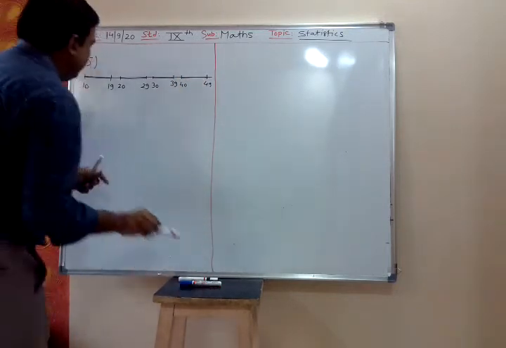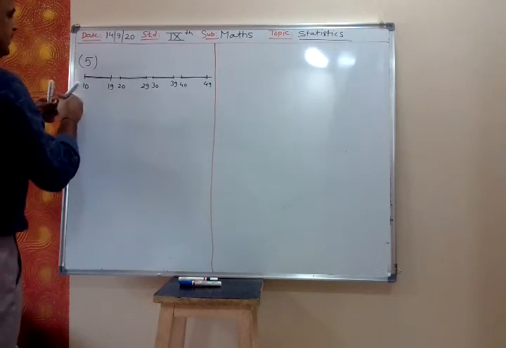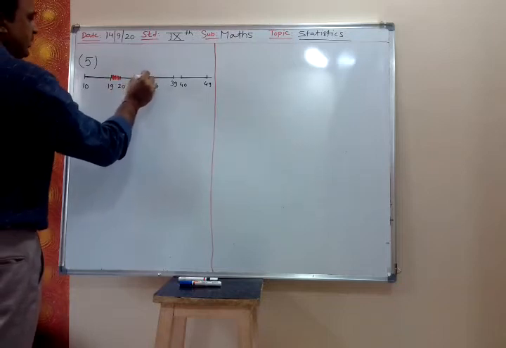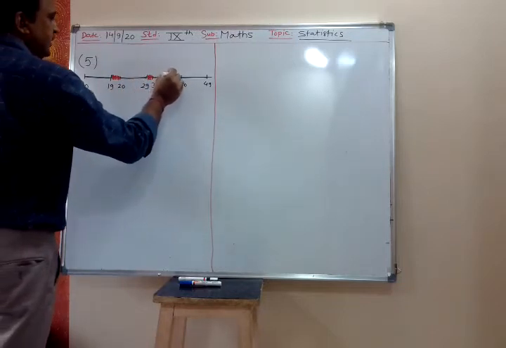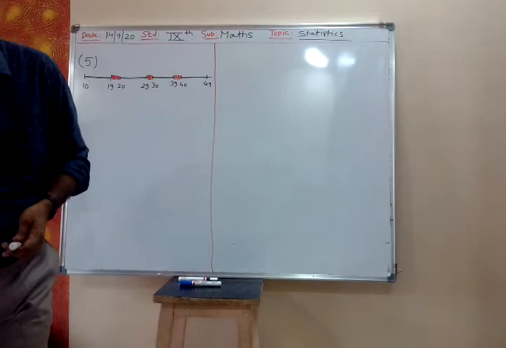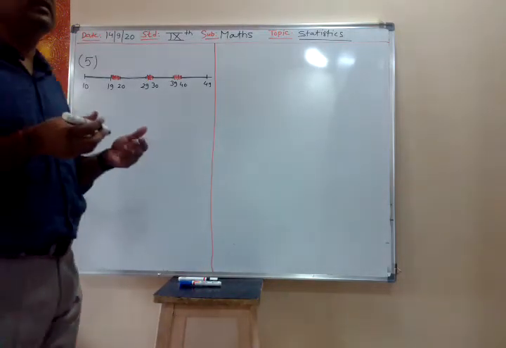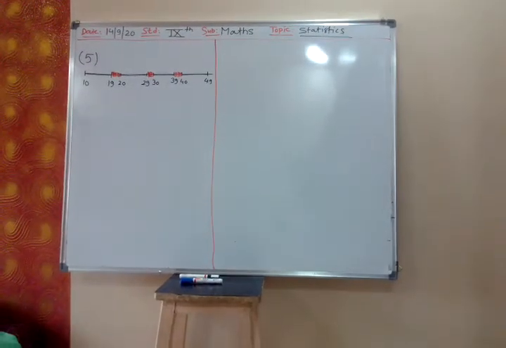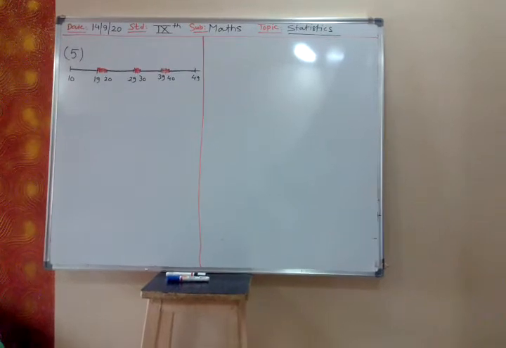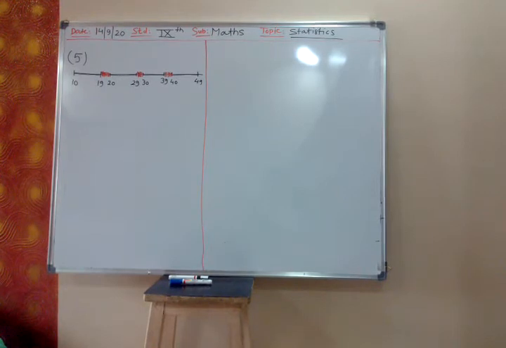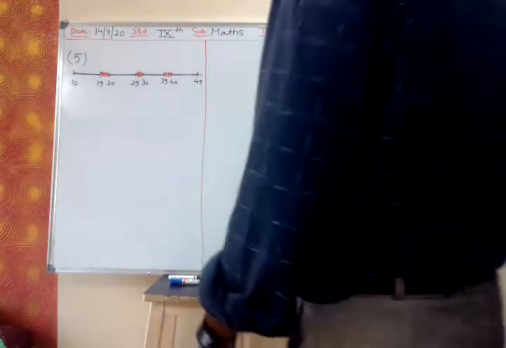Is it clear? Now between 10 to 19 and 20, there is a gap. Yes, there is a gap between 19 and 20, then 29 to 30, there is a gap, 39 to 40, there is a gap. That means this class interval is not continuous. Whenever there is a gap between two consecutive class intervals, that means it is not continuous.